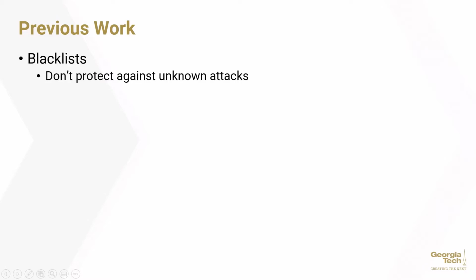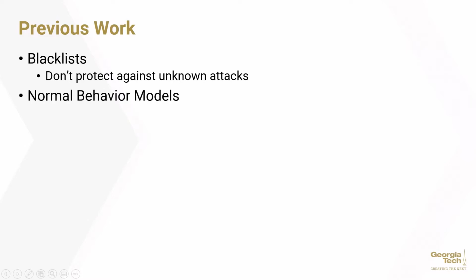So looking at some previous work on intrusion detection systems for ICSs, a lot of them will involve blacklists, which will be a list of known exploits, and they'll check packages to make sure that they aren't one of these known exploits. And the problem with this is that it can't protect against unknown or zero-day attacks. It just relies on whatever attack being part of this known blacklist.